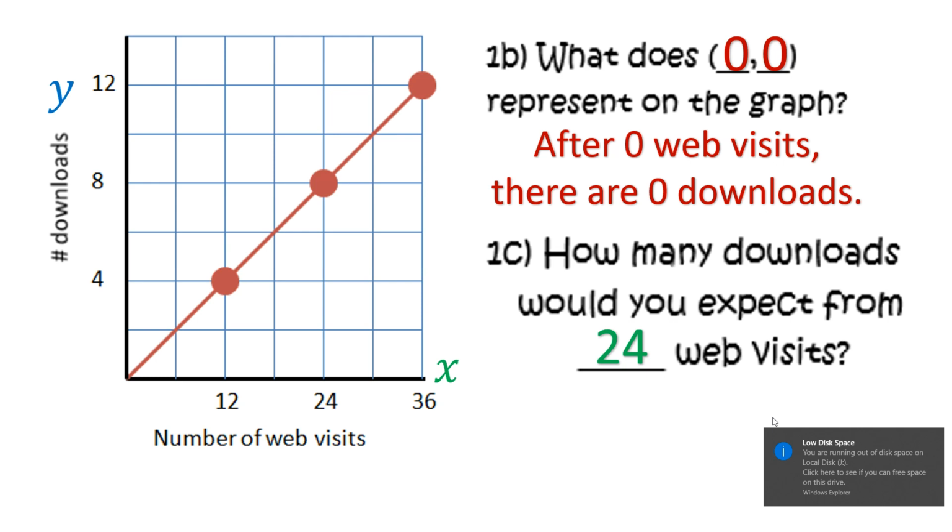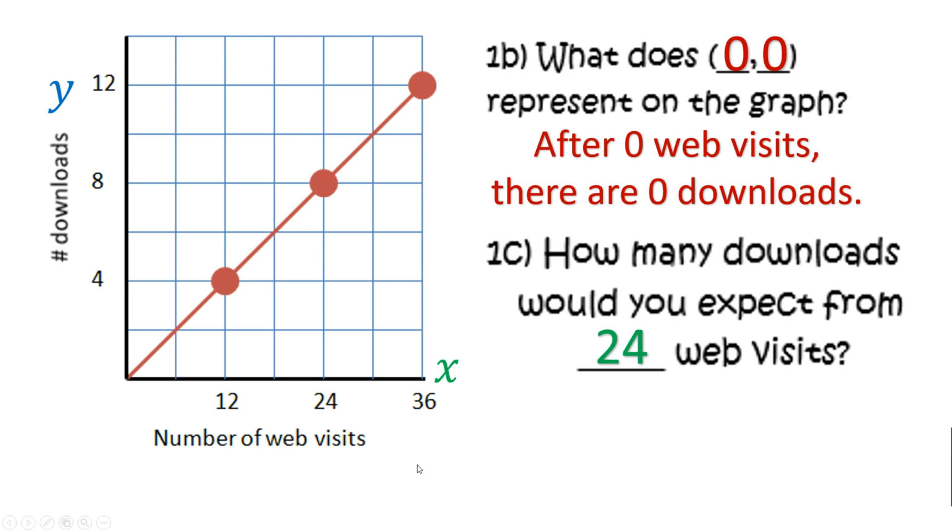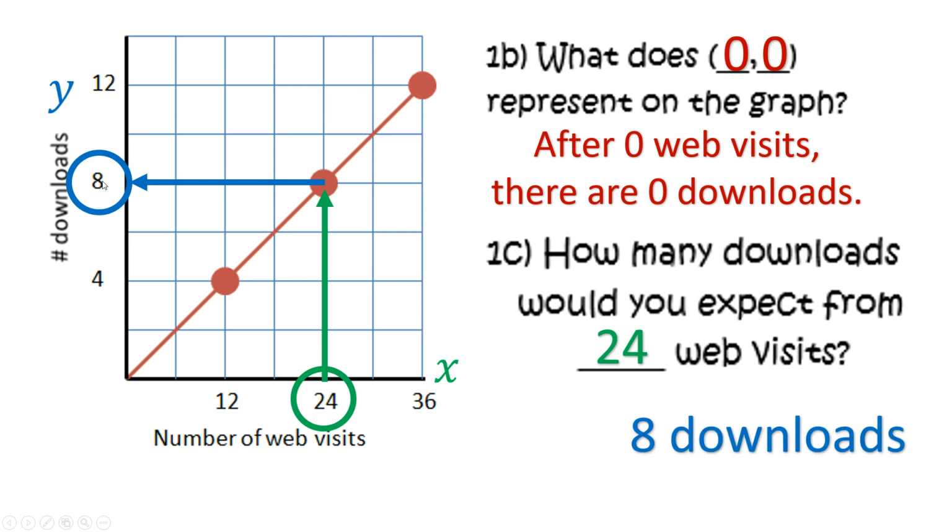So on 1C, how many downloads would you expect from 24 web visits? So on this one, you can just use your table. You go to web visits. Here's 24. You go up to what the graph tells us. It crosses here, and therefore, after 24 web visits, there are 8 downloads. And another way to prove it is 24 times our constant of proportionality, x times 1/3, 24 times 1/3 will equal 8 because 24 divided by 3 is 8.